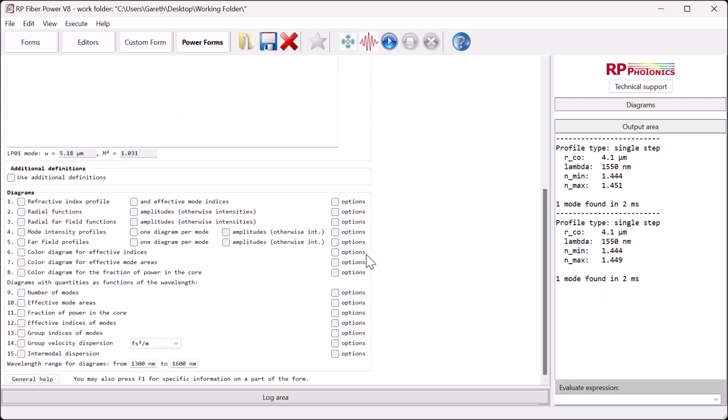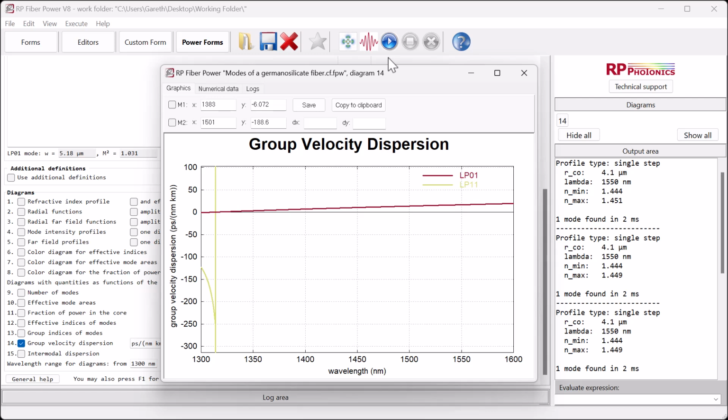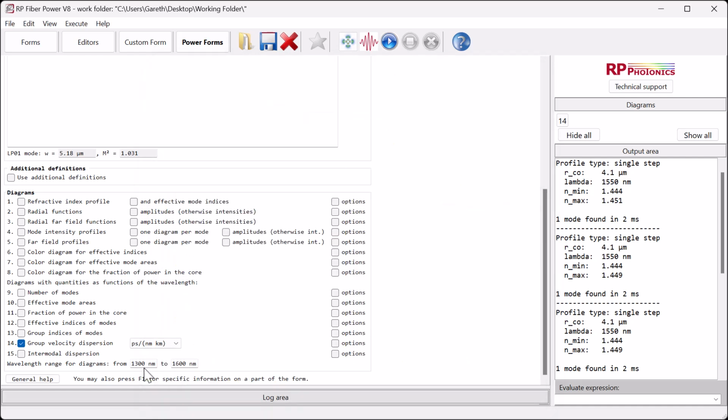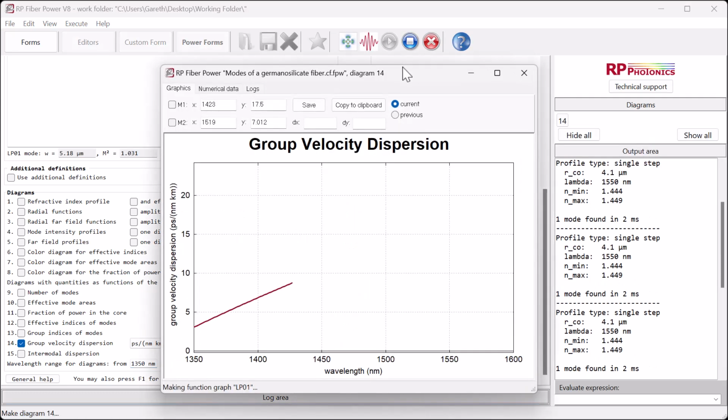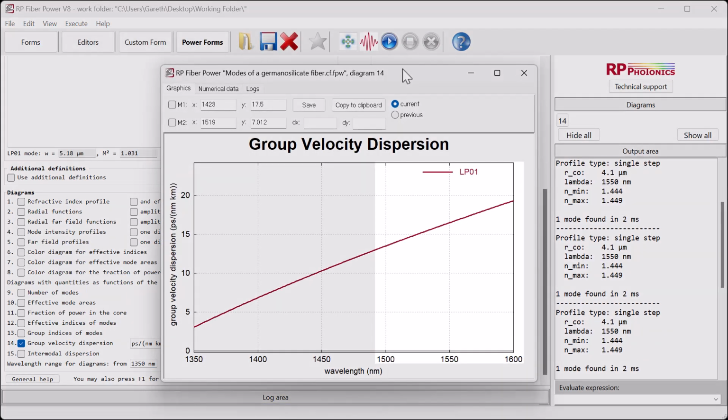We can now generate a diagram to observe how the dispersion changes with different wavelengths. In the telecom context, we'll use the units of picoseconds per nanometer per kilometer. Looking at a broader range, we identify the LP11 mode cutoff wavelength at 1314 nanometers, aligning well with Corning specifications. Zooming in, we see the dispersion increase significantly at longer wavelengths, becoming quite anomalous around the 1.5 micron region.